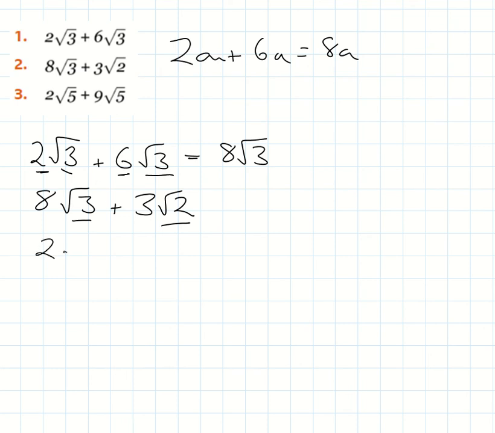We've got 2 root 5 plus 9 root 5. The root 5s are the same, so I can add these two together. We add the front numbers together, so we get 11, and it's 11 root 5. And that's how we add together two very simple surds.